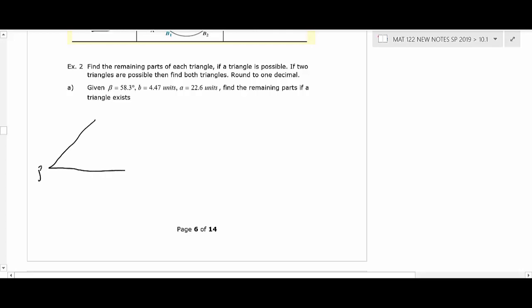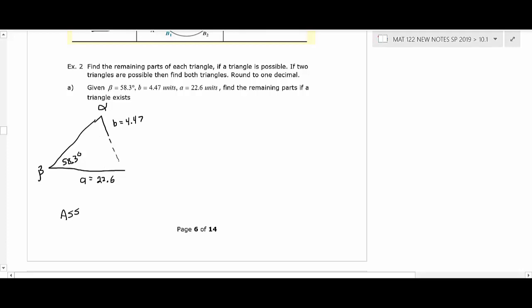So I'm going to call this angle beta, and that's given as 58.3 degrees. And then we have this side B, which is a little side that's 4.47 units. Then we have a side A. Now, it doesn't matter which one. I'm going to call this angle A, and I'm going to call this side down here 22.6. So what we have is an angle-side-side case as we go around the triangle like that: angle, side, side. That angle is not between the two sides.